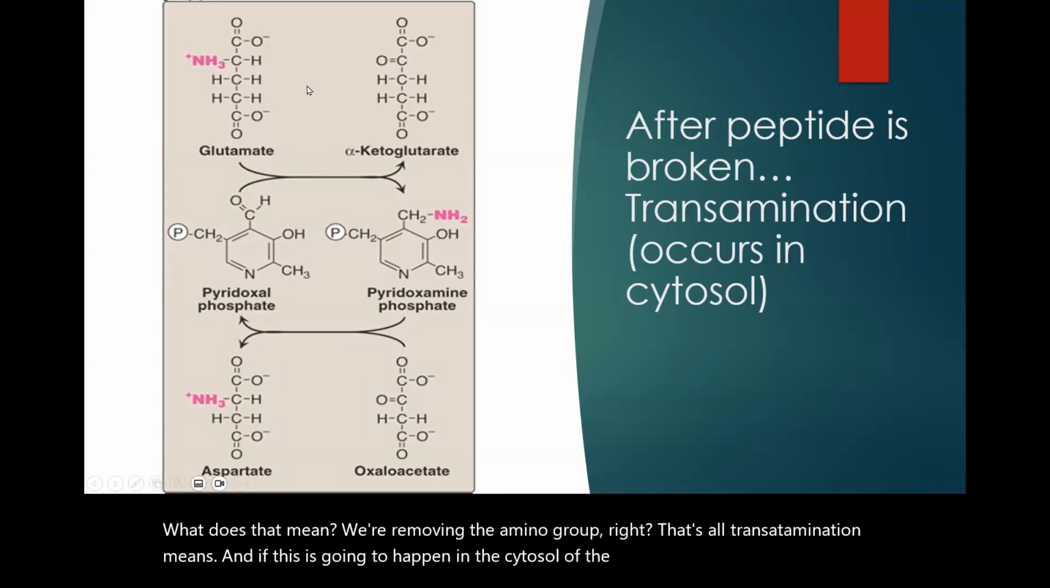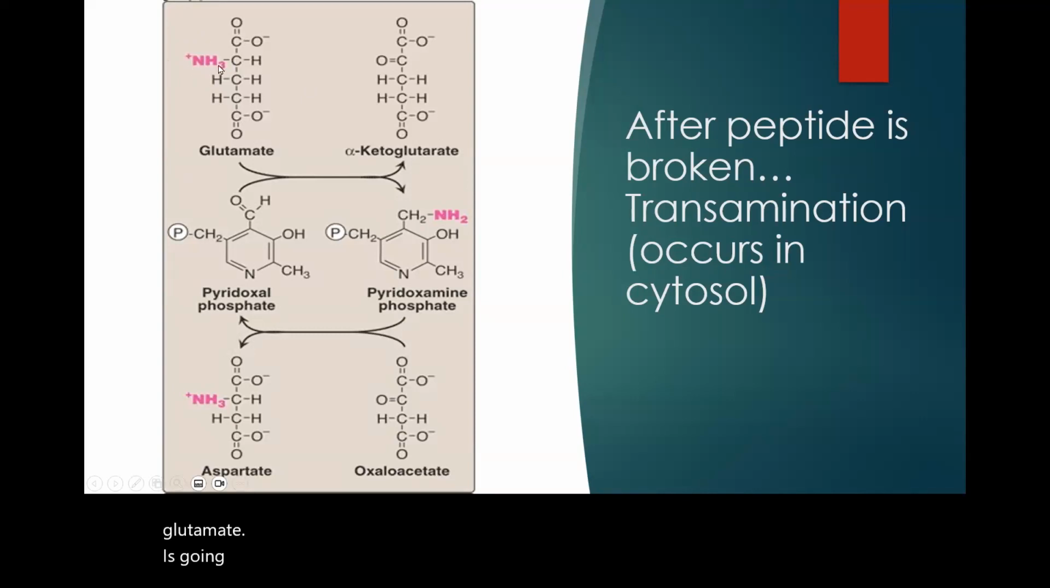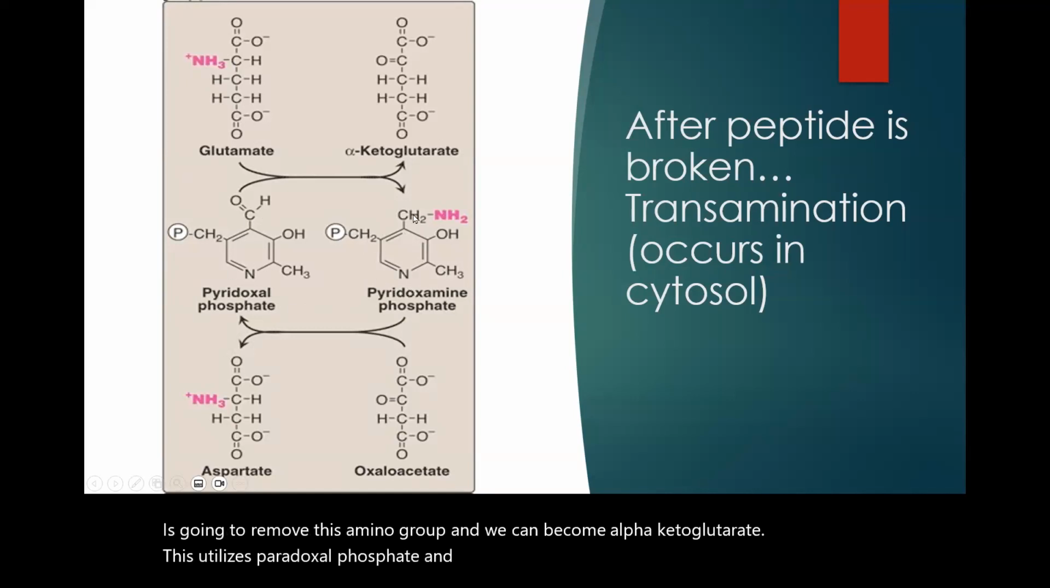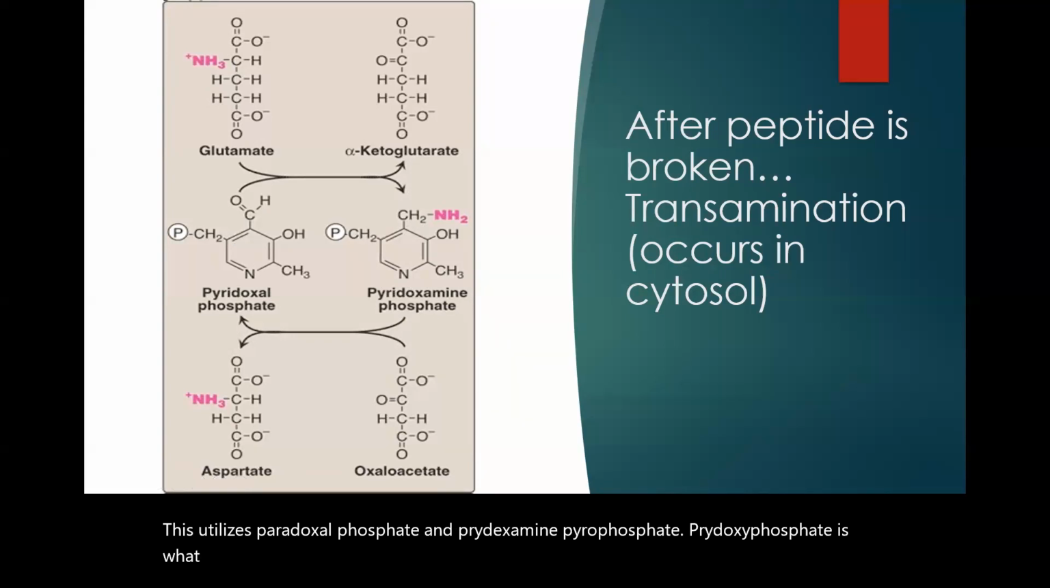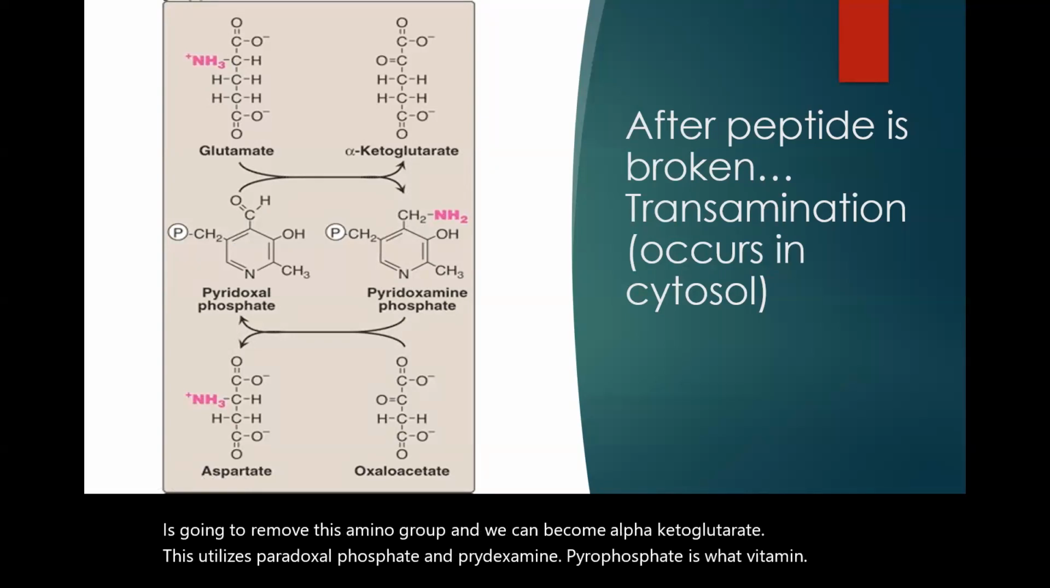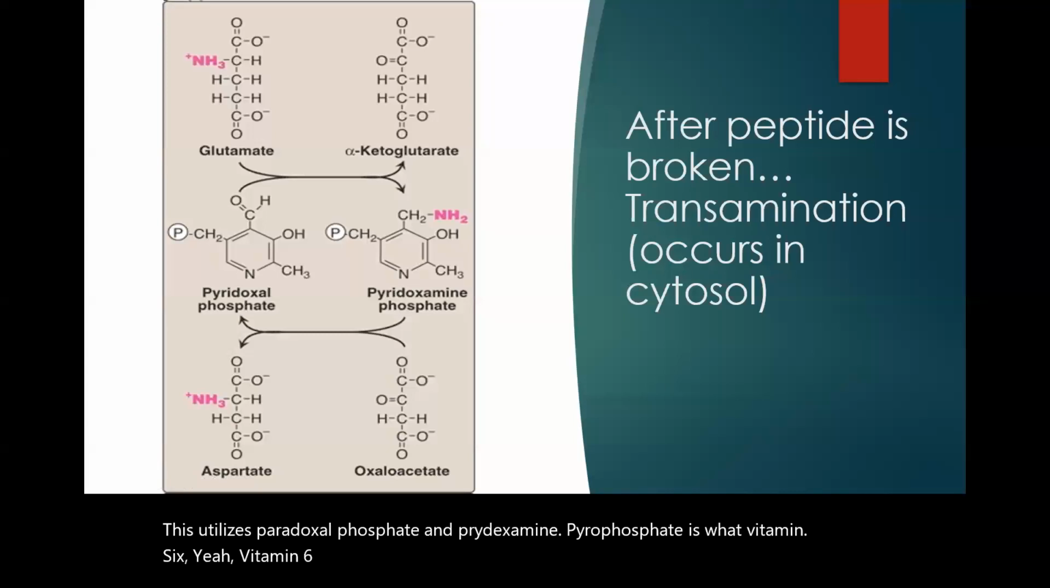So we can see here that glutamate, we're going to remove this amino group and it can become alpha ketoglutarate. This utilizes pyridoxal phosphate and pyridoxamine phosphate. Pyridoxal phosphate is what vitamin? Vitamin B6. So transamination always requires vitamin B6. Okay.